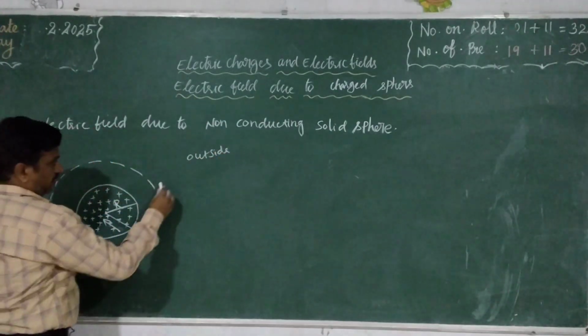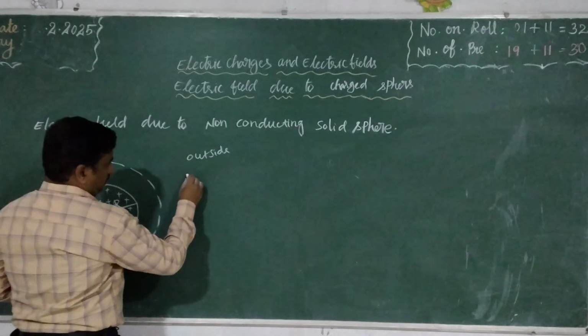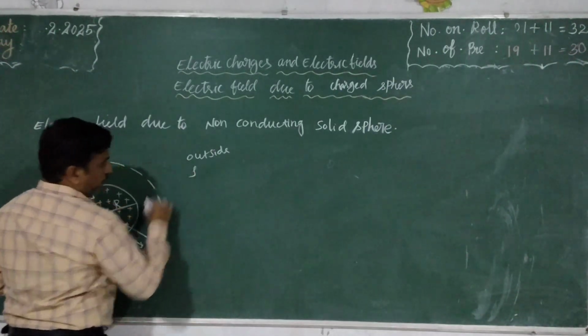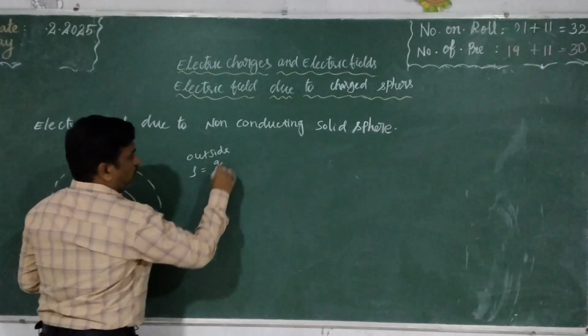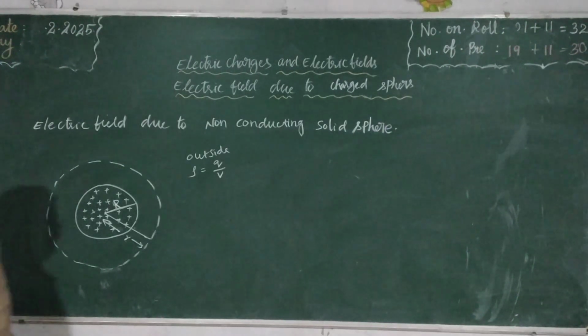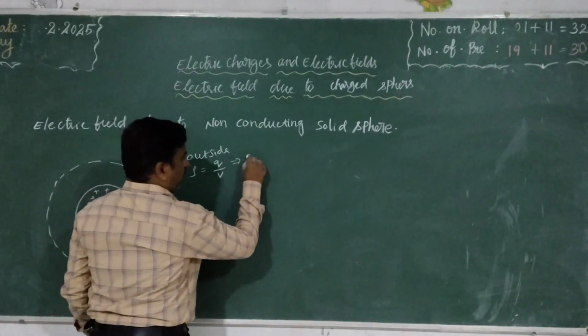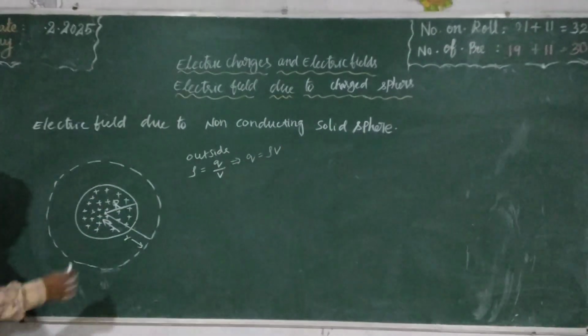Here we can write the volume charge density, rho. Rho is the charge per unit volume, which is the volume charge density. So the charge Q equals rho V.